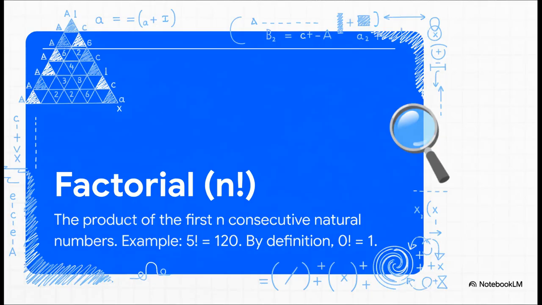Okay, before we get to the big formula, we need one quick building block. It's called a factorial. You write it as a number with an exclamation point, like n!